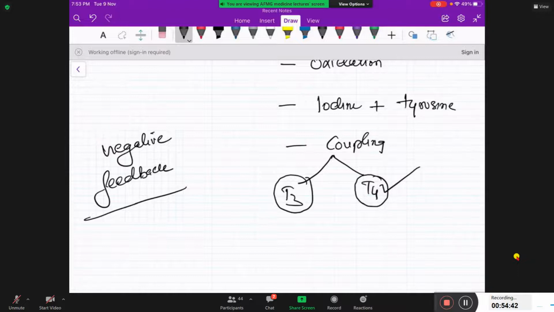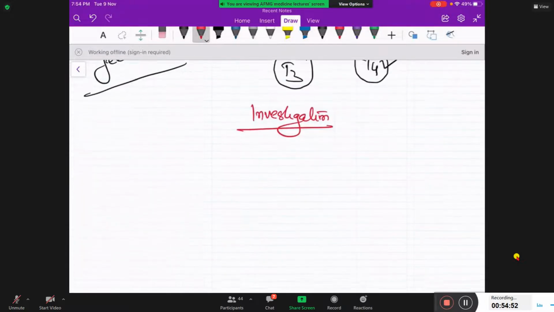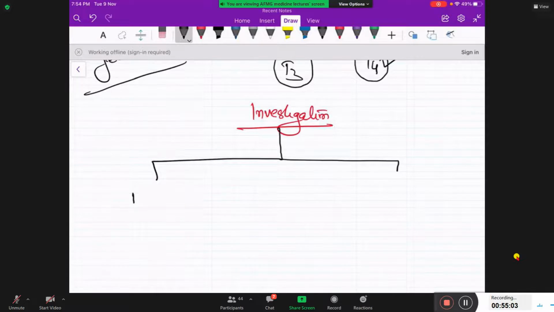Right? Now, can you tell me what investigations do we have per se for thyroid evaluation? As was the case in breast, the investigations in thyroid are broadly divided into non-invasive and invasive investigations.